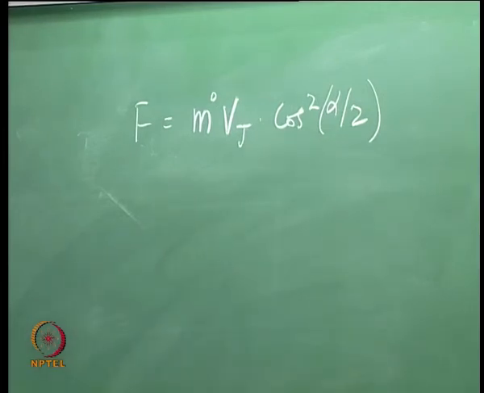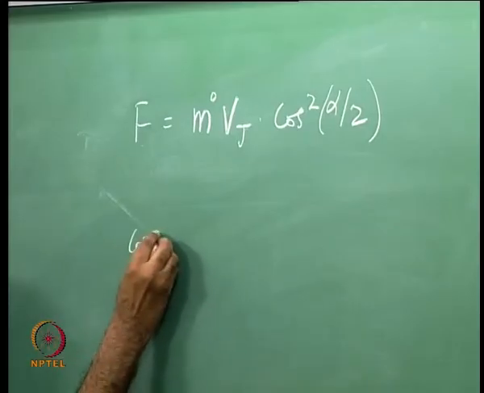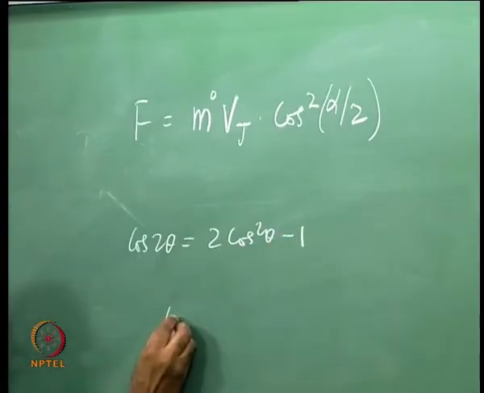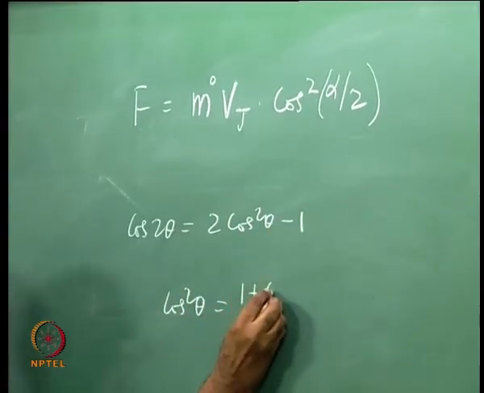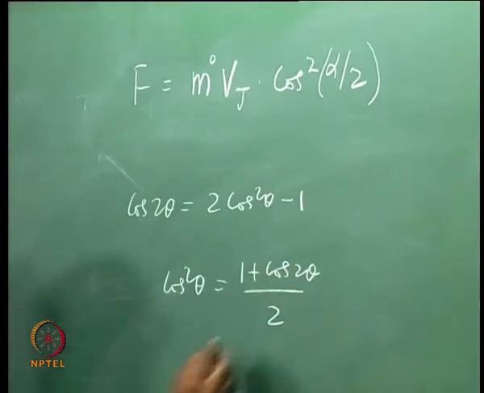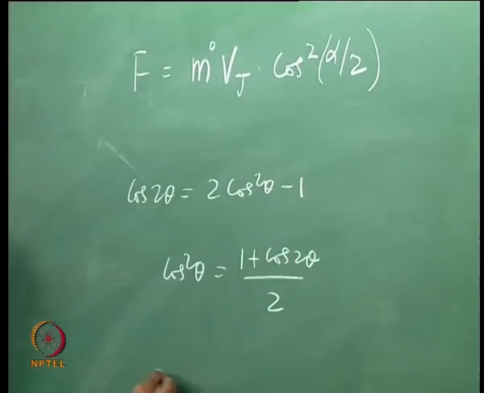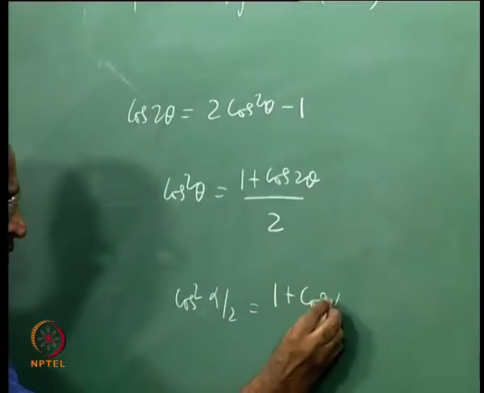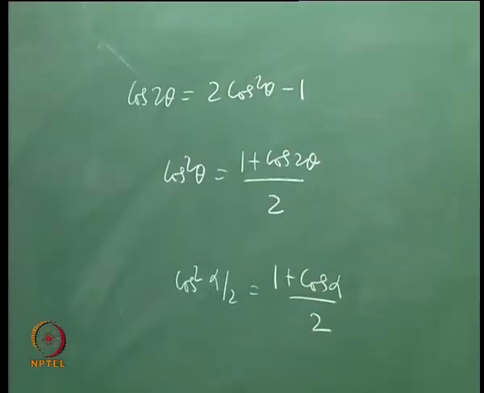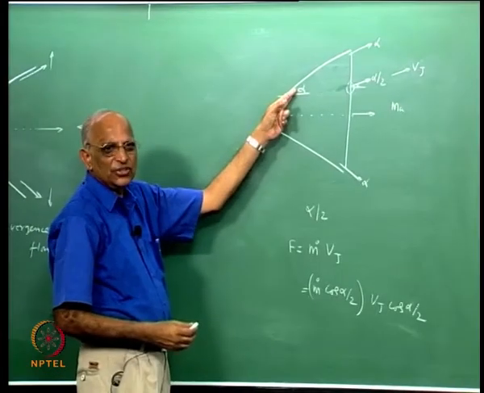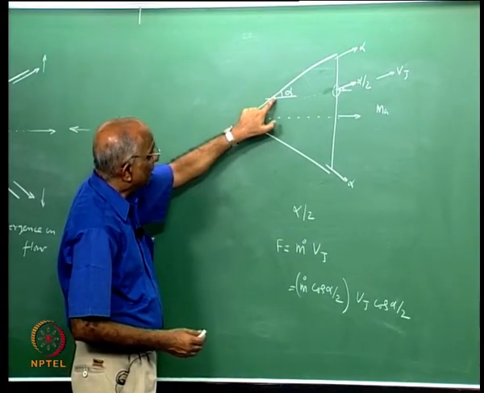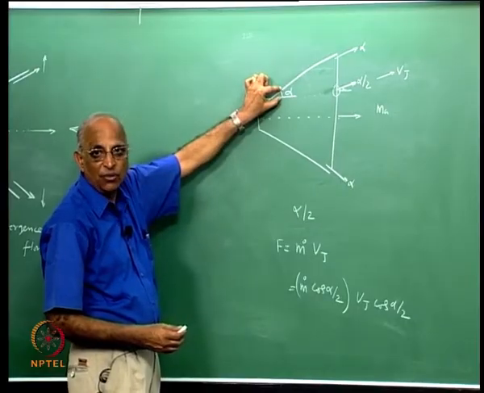Now I want to simplify this expression, therefore we use cos 2 theta equals 2 cos squared theta minus 1, or cos squared theta is equal to 1 plus cos 2 theta divided by 2, and therefore I can write cos squared alpha by 2 is equal to 1 plus cos alpha divided by 2. Just a trigonometric manipulation, because I can express it in terms of the half divergence angle of the nozzle. Mind you, the total divergence is 2 alpha; I said alpha is the half divergence angle.